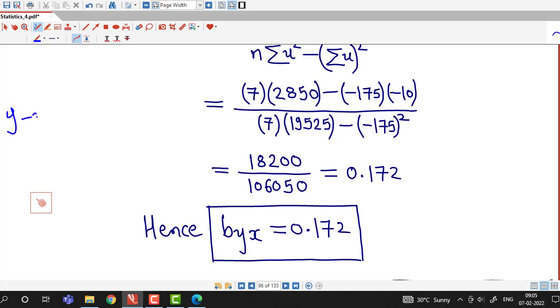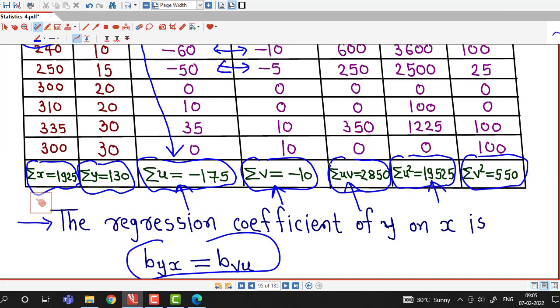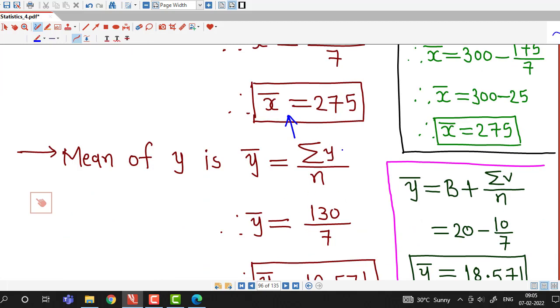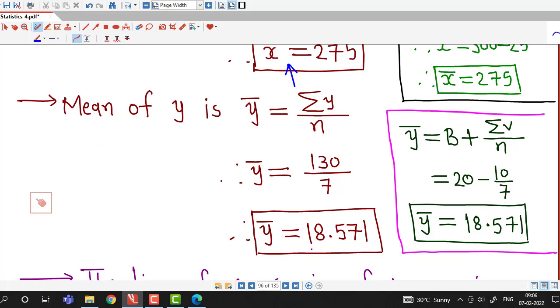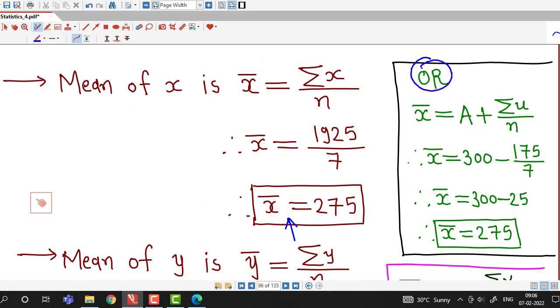Now line of y on x is y minus y bar equal to byx times x minus x bar. So for this we require mean of x and mean of y. So that we can obtain in this way: mean of x is x bar equal to sigma x by n, x bar equal to sigma x was 1925 divided by n, that is 7, which is 275, and mean of y is y bar equal to sigma y by n, sigma y is 130, n is 7, so y bar is 18.571.